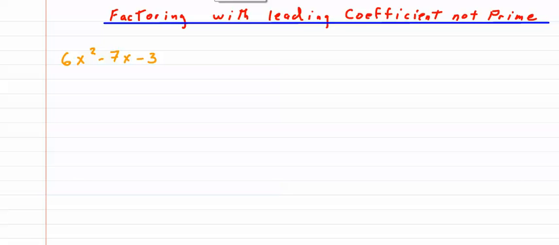Hello, this is a short video presentation on factoring where the leading coefficient is not prime. If we look at this problem here, 6x squared minus 7x minus 3, the instruction would be to factor.